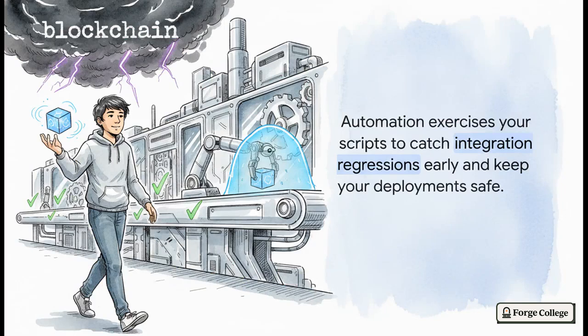Let's pull all of this together and talk about why this fundamentally changes your life as a developer. By trusting this automated blueprint, you're ensuring that every single change to your code is tested seamlessly. The automation exercises the exact same scripts that you use manually. It surfaces those really sneaky integration regressions super early, long before they ever hit the blockchain, and it keeps your deploys completely safe. Ultimately, setting this up completely removes that DevOps dread from your daily workflow. You just commit your code, and the factory takes care of the rest.